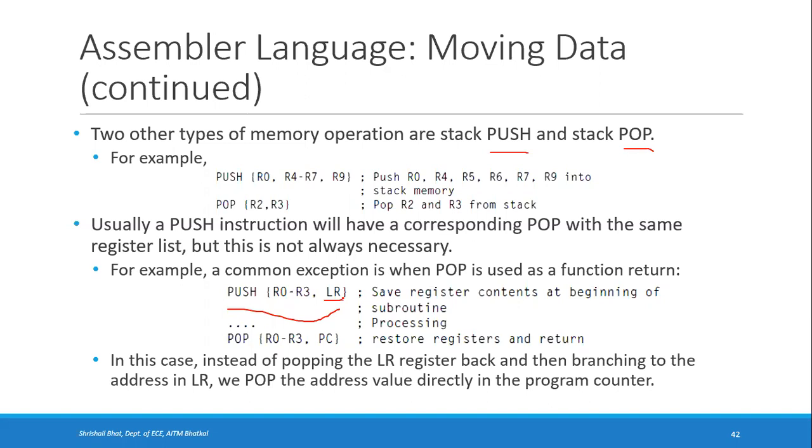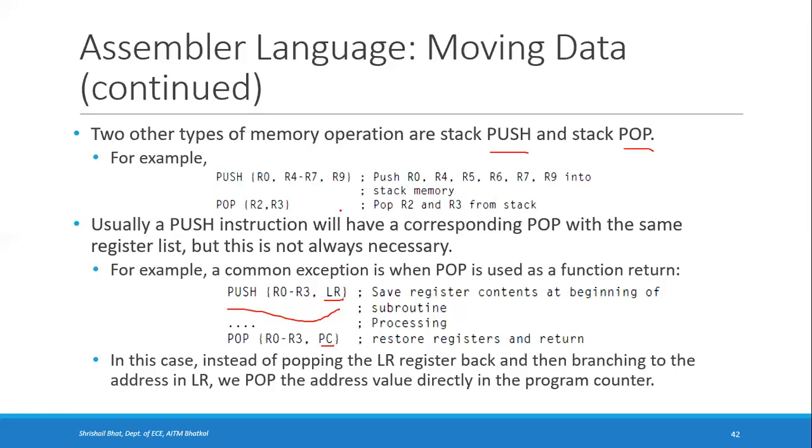So when you perform that operation or subroutine, and when you return, you need to get the contents of the stack, the registers that you have put on the stack, that is R0 to R3, back into the same registers. But the link register is going to be copied into the program counter, because the program counter will point to the next instruction to be executed, right? So the contents of the link register will be copied into the program counter.